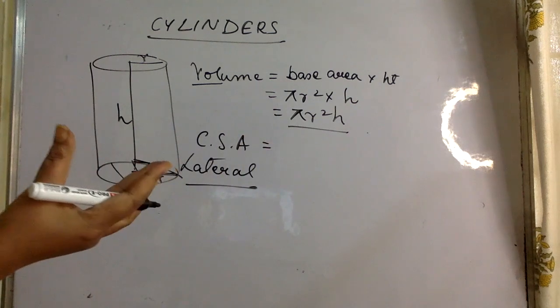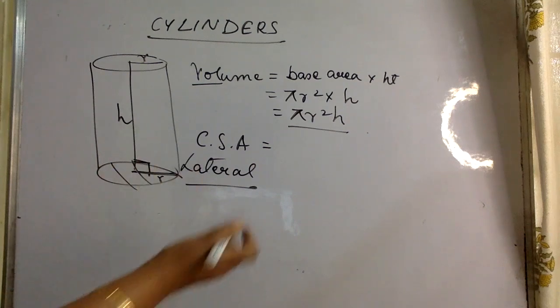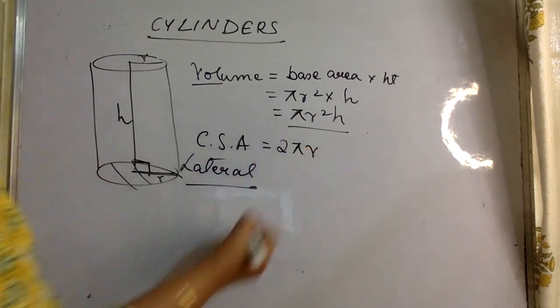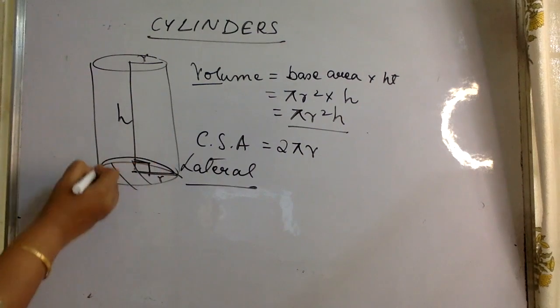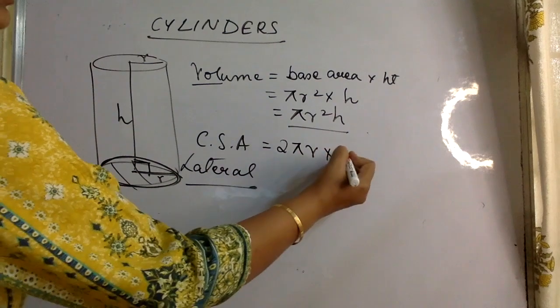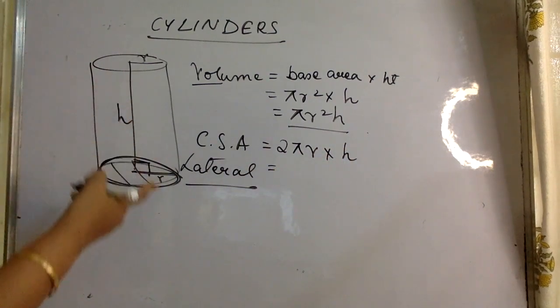Once we understand that, we can write. When they ask for the CSA, they are basically asking for the area of the paper, which is length into breadth. Length is 2 pi r, because this circumference is 2 pi r, into height, which is the breadth of the paper.